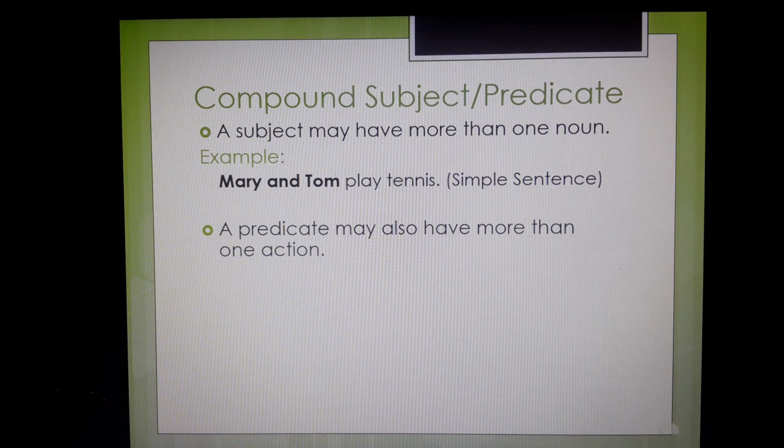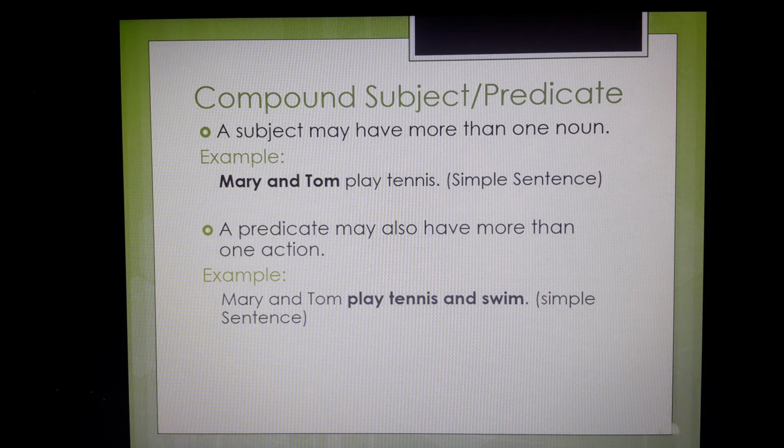You can also have a predicate that has more than one action. For example, Mary and Tom play tennis and swim. So the subject, which is Mary and Tom together, are doing more than one action. They're playing tennis and they are swimming. However, this is still a simple sentence because there's one subject and one predicate.